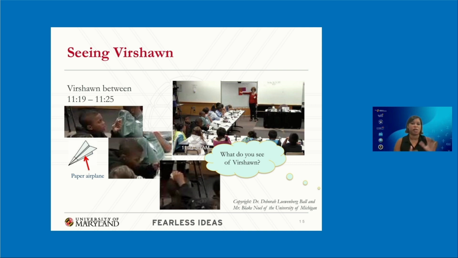So when you see Vershawn for the first time, we see him between 11:19 and 11:25 of this particular lesson, right? And you can see that in the bigger square, Vershawn is the boy in the black hoodie next to the girl in the yellow kind of jacket. It's hard to see him, so that's blown up. He has something in his hands, and you can see on the bigger image that he's looking down. It's hard to see what it is, but what we're going to tell you is that that's a paper airplane. Vershawn has made and has a paper airplane, right?